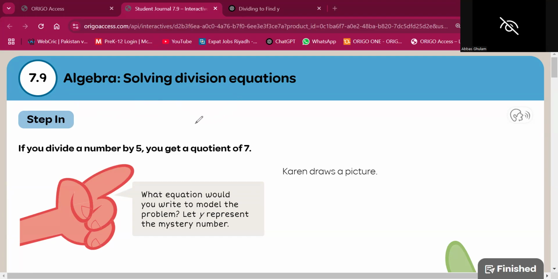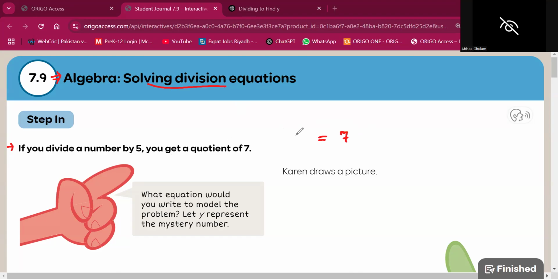This is okay. So the lesson which we are going to discuss is also algebra. In algebra, we will solve division equations. Let's try to understand this idea. First of all, I write here one sign of the equation. I will read this: if you divide a number, I don't know the number, by 5, you get a quotient that is equal to 7. So it means my answer is equal to 7.